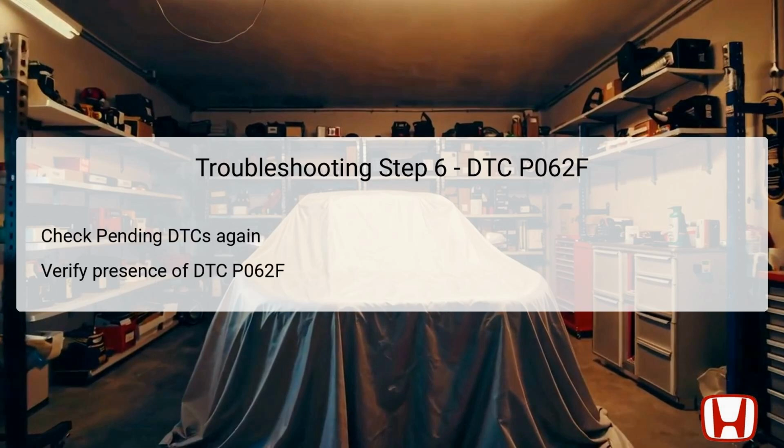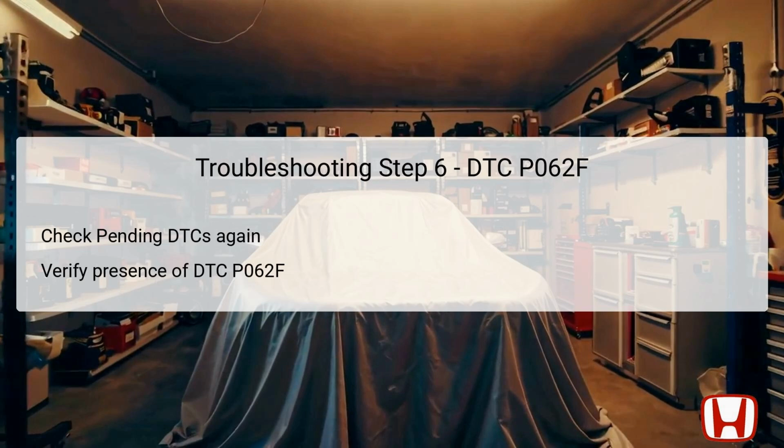Following the engine run sequence, the sixth step requires once again checking for pending or confirmed DTCs within the AT system via the HDS. This verification is pivotal in determining the effectiveness of the previous efforts to address the KAM error. If DTC P062F reappears, it is indicative of a persistent issue, prompting further investigation into possible wiring issues or loose connections at the PCM.